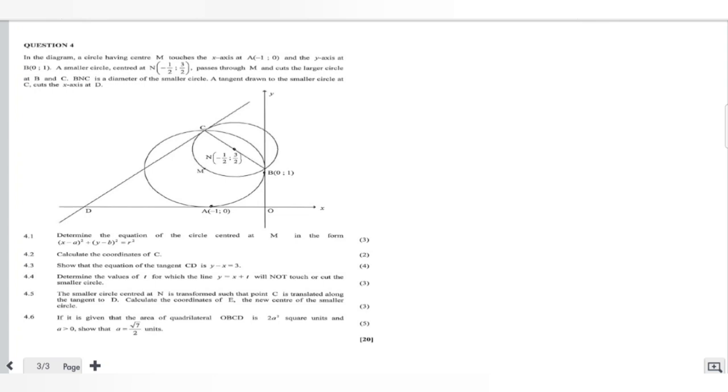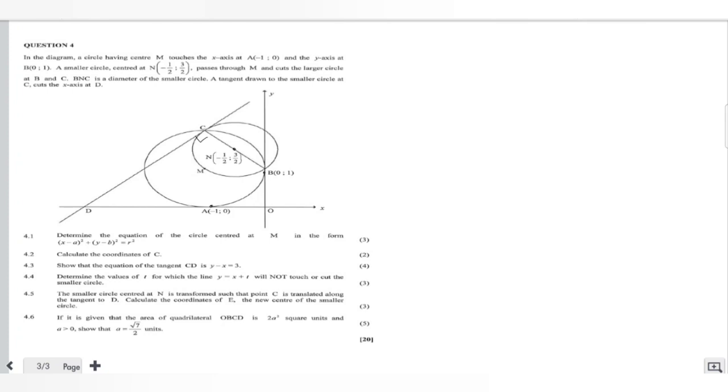Of course, questions will be there. Then the tangent drawn to the smaller circle at C, we can see that the line DC is tangent to the circle. If it is a tangent and the diameter, they always make 90 degrees, and you have to find the equation of the tangent at a later stage. We are using the perpendicular condition to find the gradient. We will talk about that later.